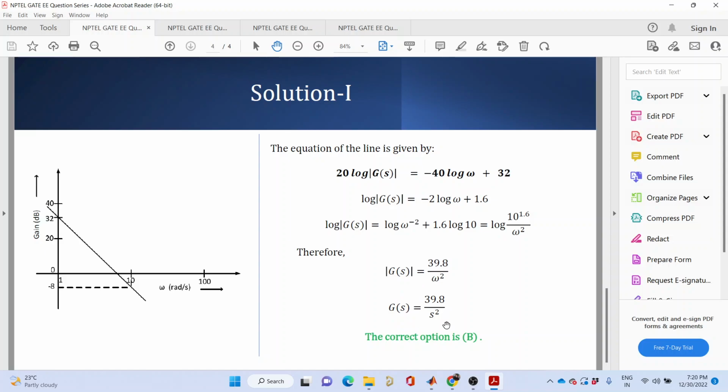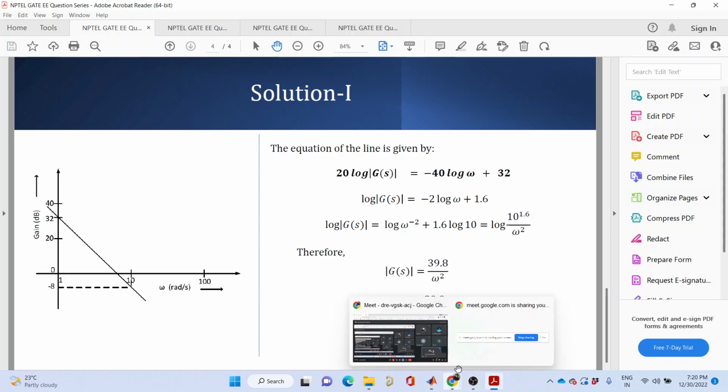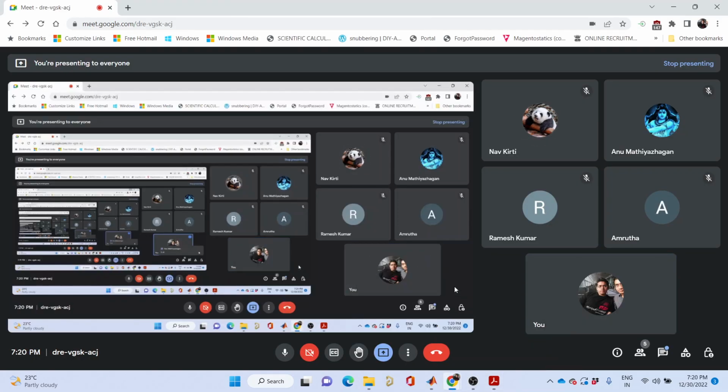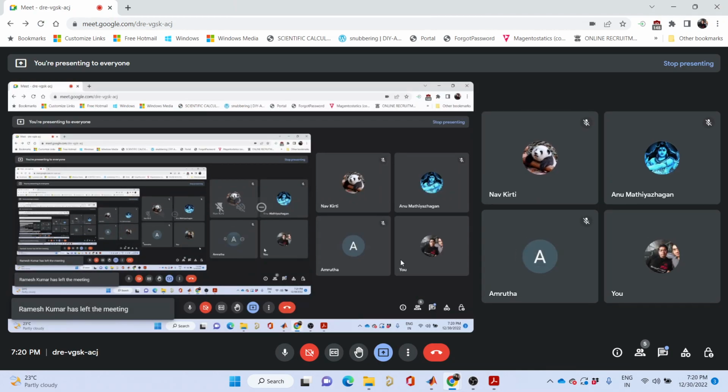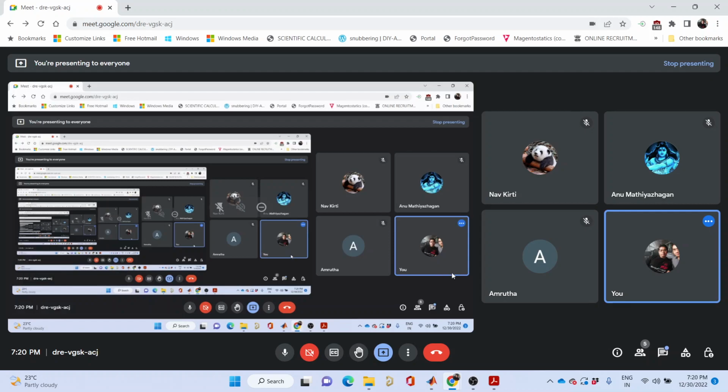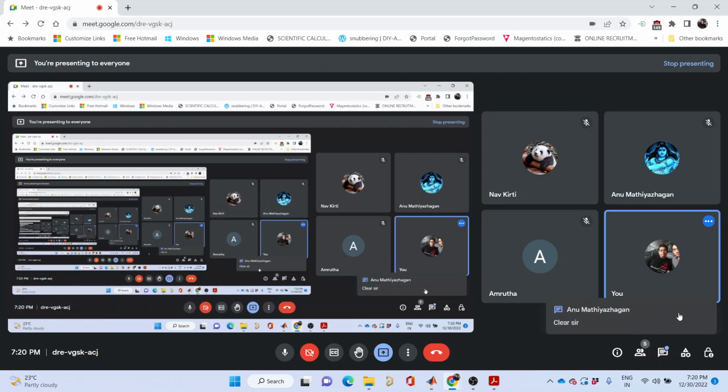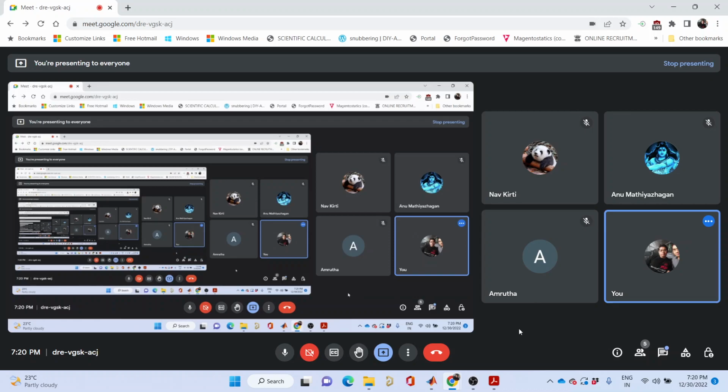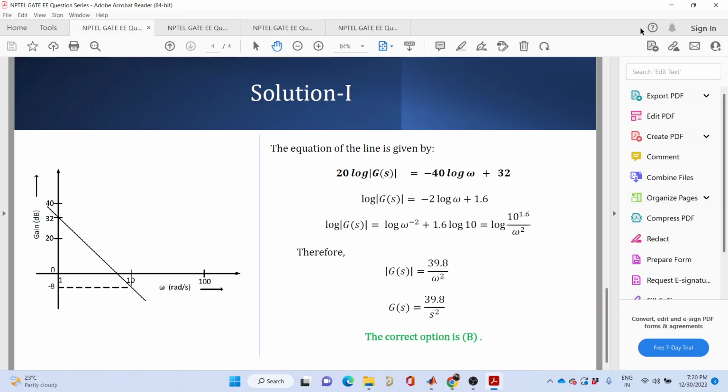Is the solution clear to everybody? Yes, sir. Amruta, is it clear to you? Okay, Anu says it's clear. What about Amruta? You can just type in the chat window. Okay, let us not wait for her reply. Let us just go ahead for the next sum.